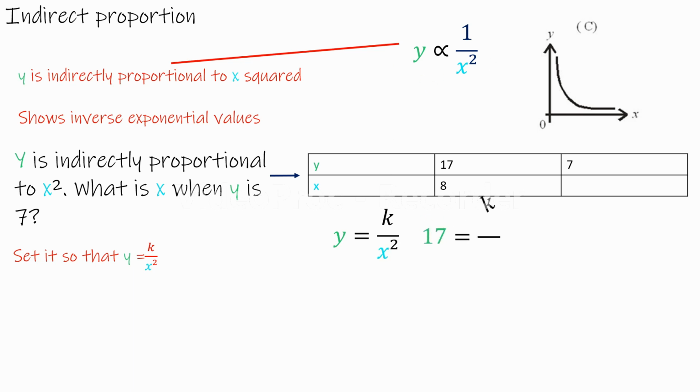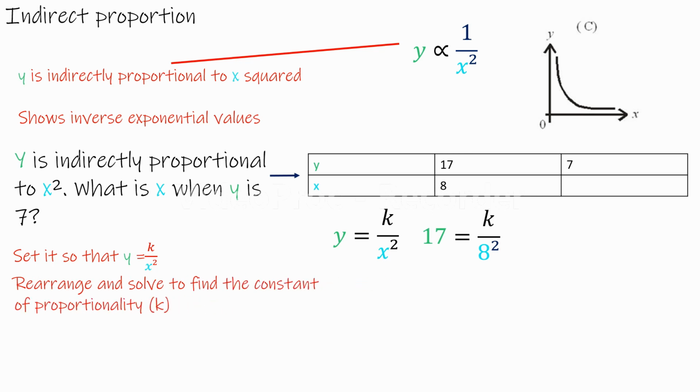Now, using our substitution, we can say that 17 equals k over 8 squared, and then we can rearrange this to find our constant of proportionality, which comes to k equals 17 times 8 squared, which will be k equals 17 times 64, meaning our constant of proportionality is going to be 1088.